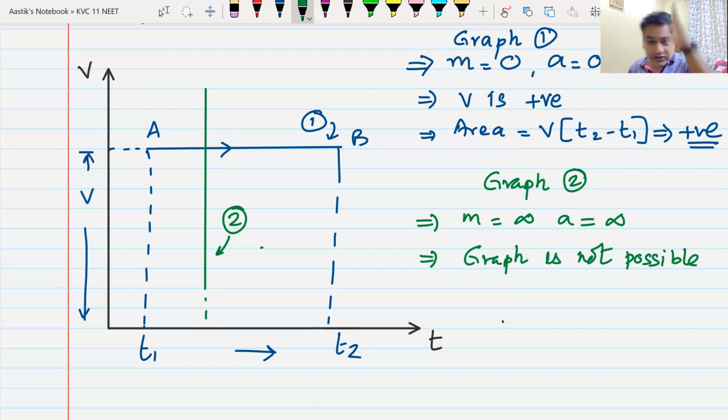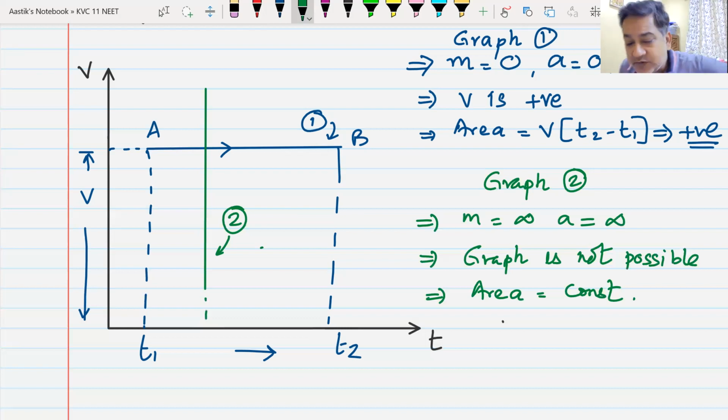Whenever we have a graph which is vertical, that graph is actually not possible. Area under this graph, as you can see, is 0. It is not covering any displacement, but its velocity is continuously changing. Velocity is changing, but no displacement. This graph is not possible. Do we understand this? I'll give you 1 minute to note this down.